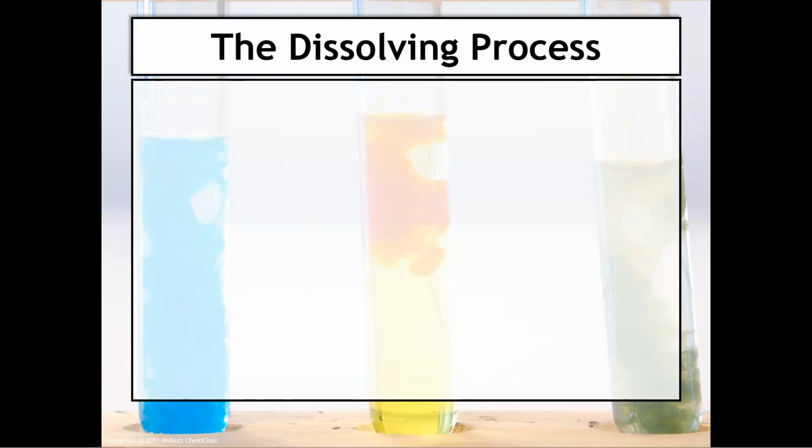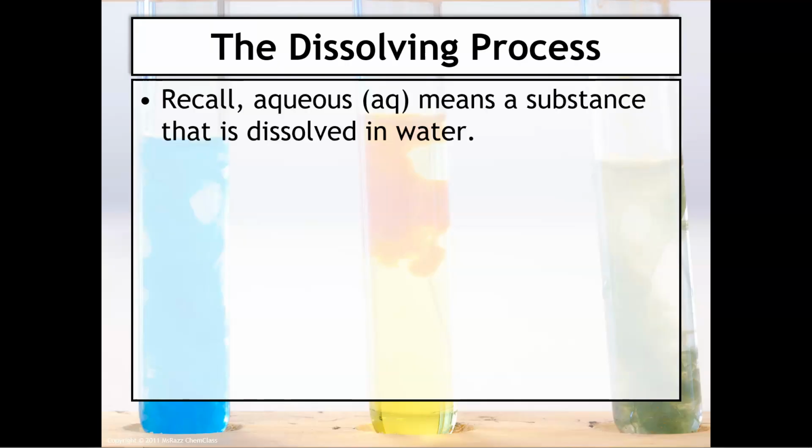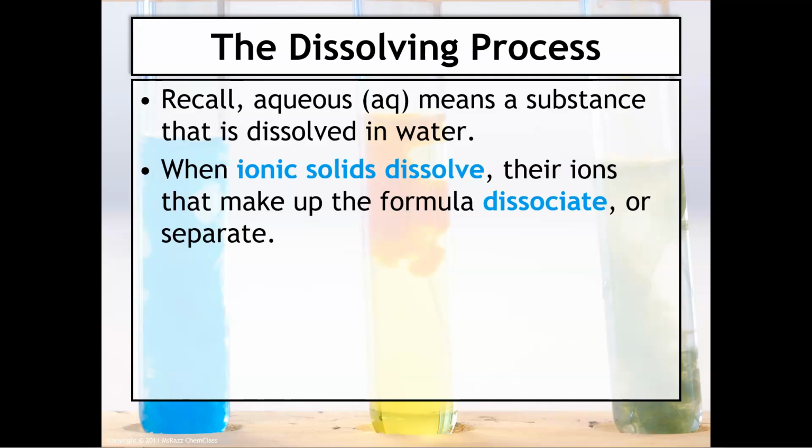Now, in order to talk about dissociation equations appropriately, we have to talk about what is happening when something dissolves. Remember, whenever a substance is indicated as aqueous or AQ, this means that the substance is dissolved in water. When ionic solids dissolve, the ions that make up the formula will dissociate or separate from each other.